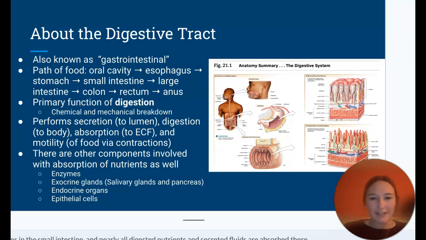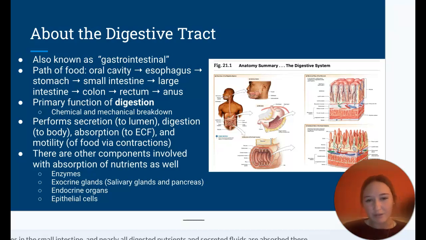The digestive system has four functions: secretion, digestion, absorption, and motility. Its primary function is digestion, which is the chemical and mechanical breakdown of all the food and nutrients in our body so we can use them. Secretion is the movement of enzymes and electrolytes into the intestine so that we can absorb certain nutrients appropriately and effectively.